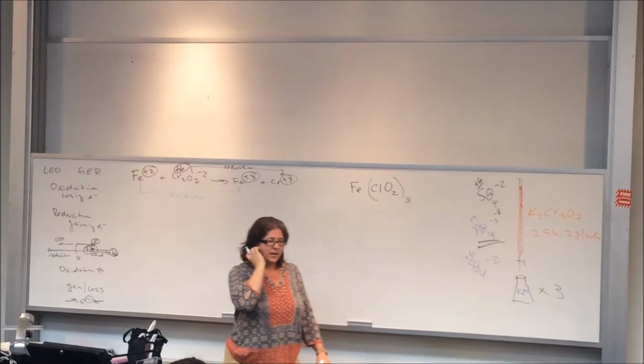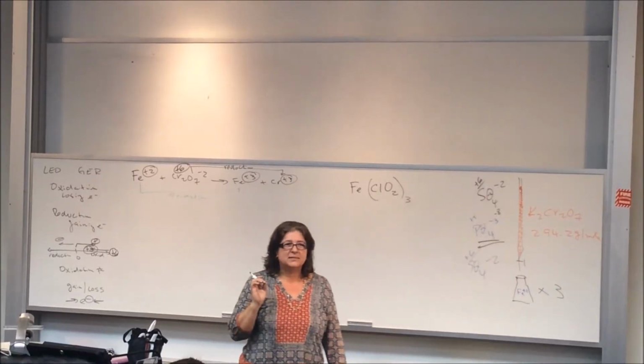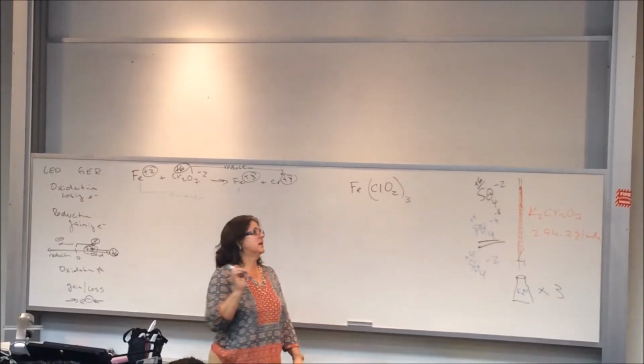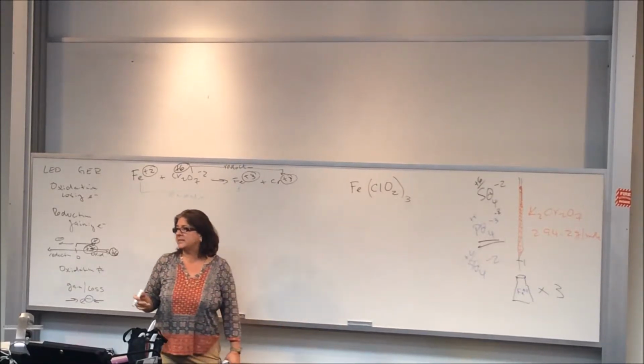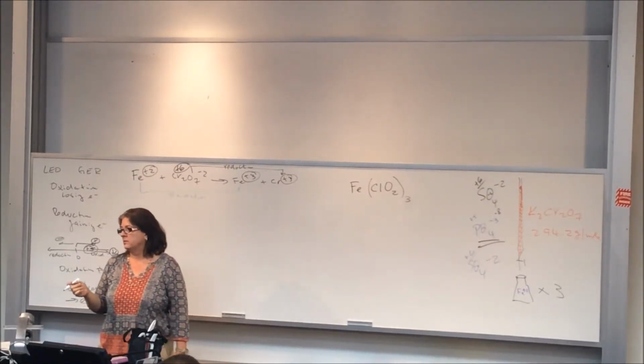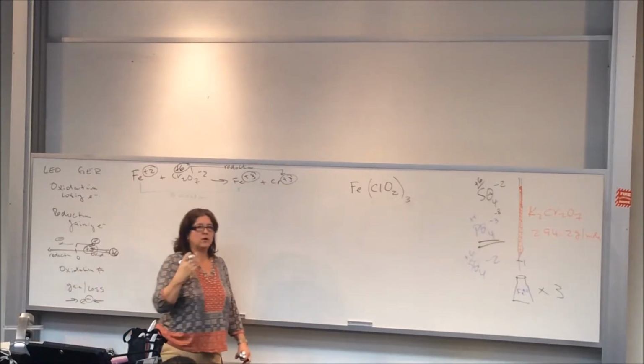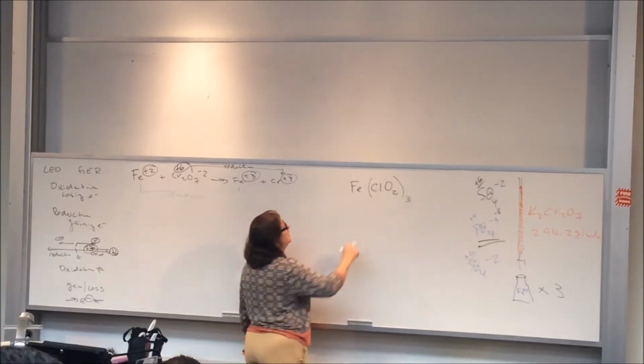Chlorite. I'm sorry, is that T as in Thomas or D as in David? T as in Thomas, chlorite. And it has to be iron 3 chlorite. Is it ferric or ferrous? Ferric, because the higher one is the -ic, the lower one is the -ous.